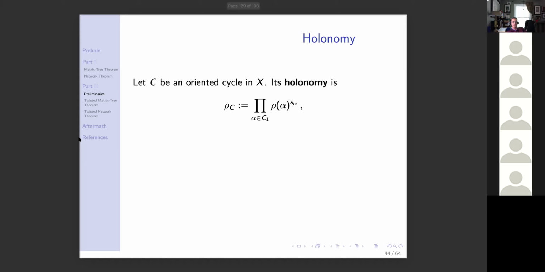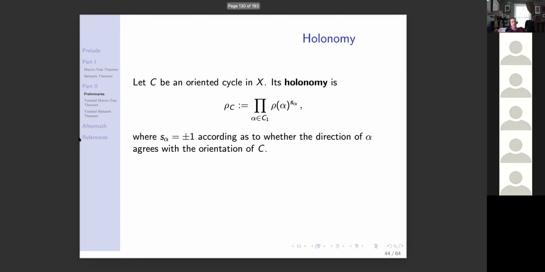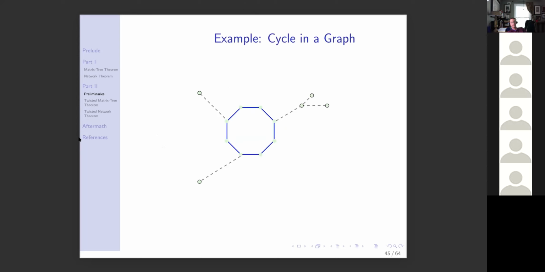So the holonomy of an oriented cycle is the product of the value of the line bundle on the edges of the cycle, but there's a sign plus or minus 1, so you have to invert it or take the complex conjugate according to whether the direction of the edge agrees with the orientation of the cycle. That is, remember, the edges of my graph I've assumed to have directions, but that direction may not agree with the direction of my oriented cycle, the orientation. So I have to correct for that. So I take the product of all of these, and that's the holonomy. Now, if I define C bar to be C with reverse orientation, the holonomy just changes by taking the complex conjugate. So here's a picture of a cycle in a graph. The cycle's in blue.